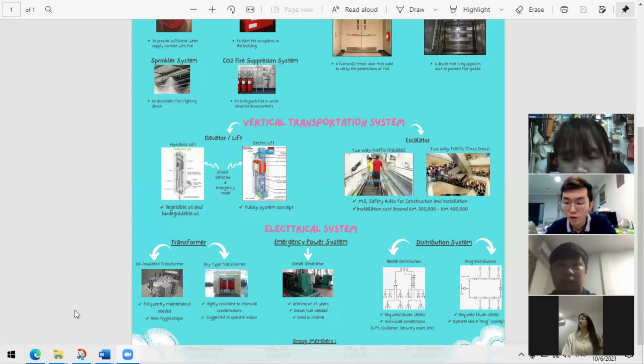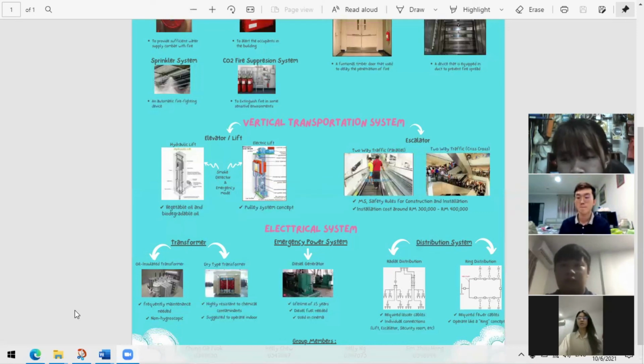This type of distribution requires fewer cables, as you can see in the figure. It operates on a ring concept, from the main cables linking to every distribution cable of the retail shops in a round shape, then coming back to the main cable again, and keeping the cycle going to transmit the electricity around. Yeah, that's all from me. So I will pass to Kelly Ong.